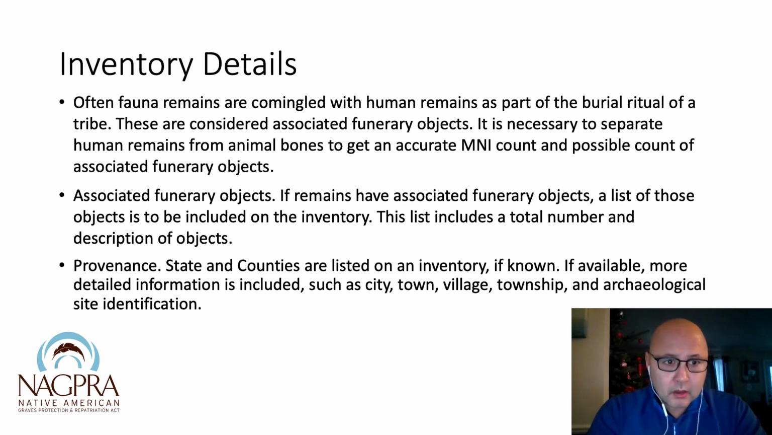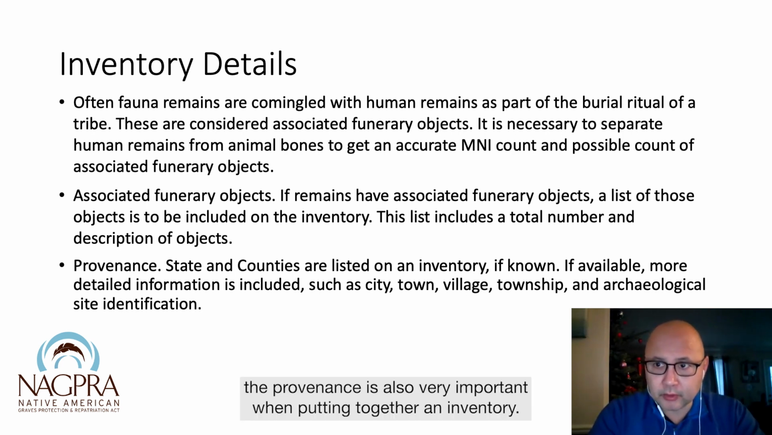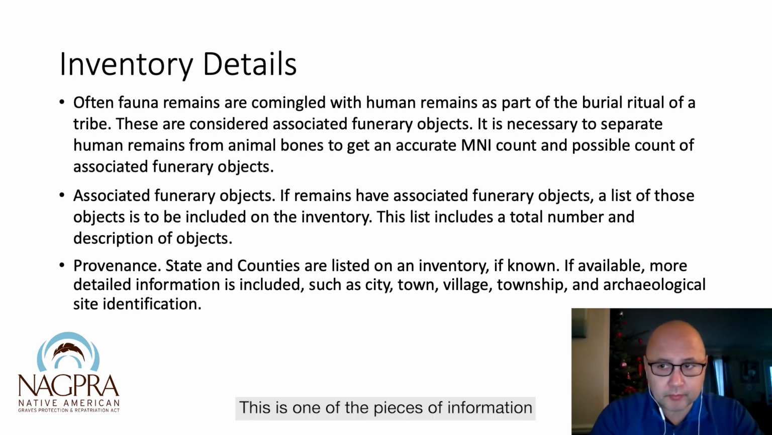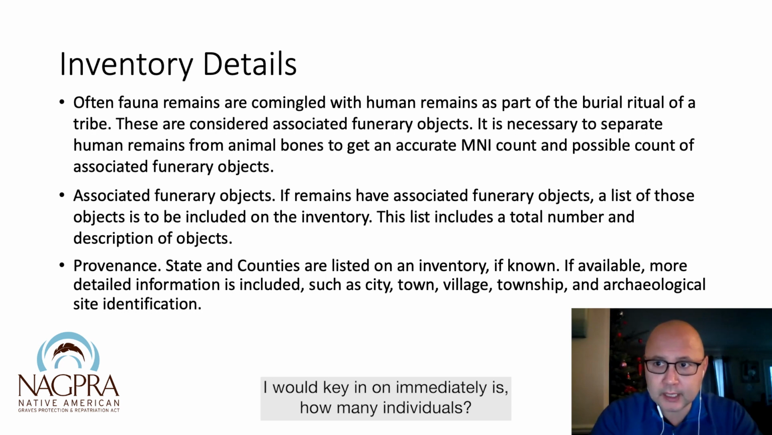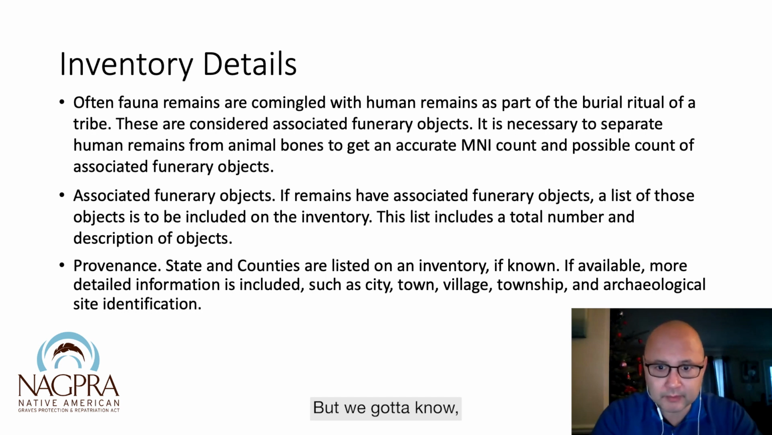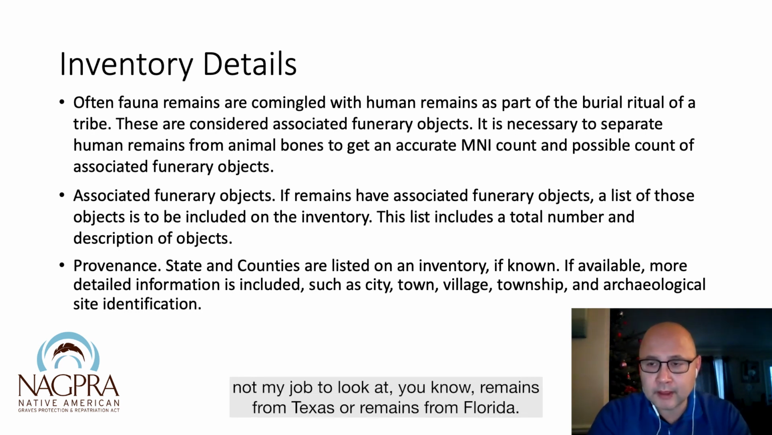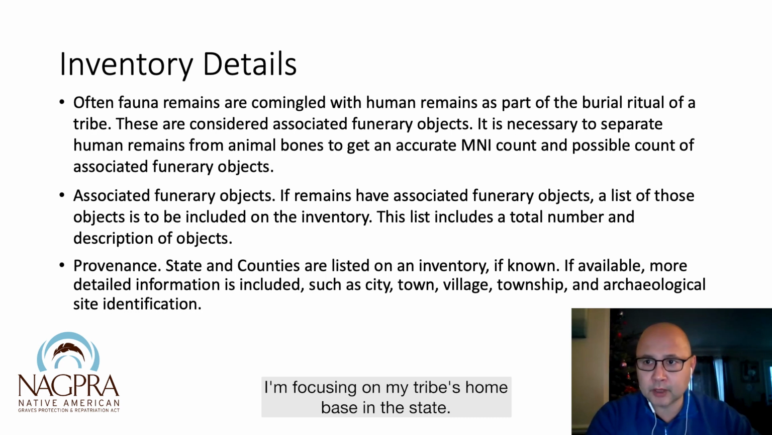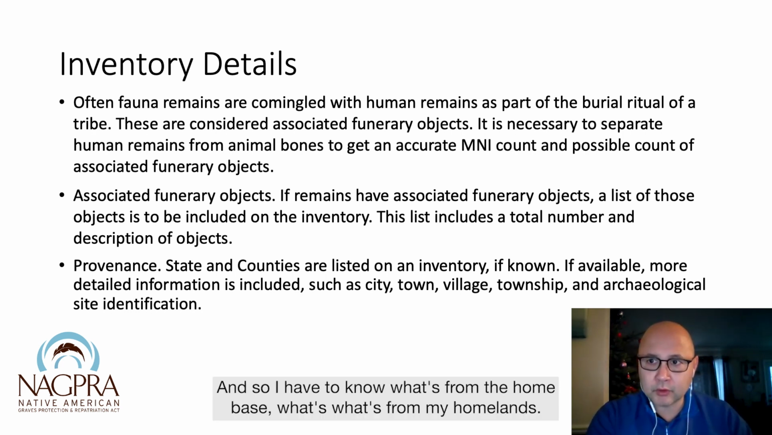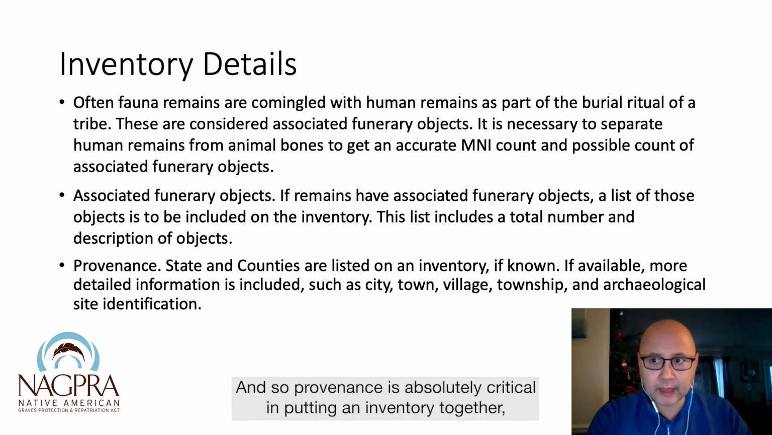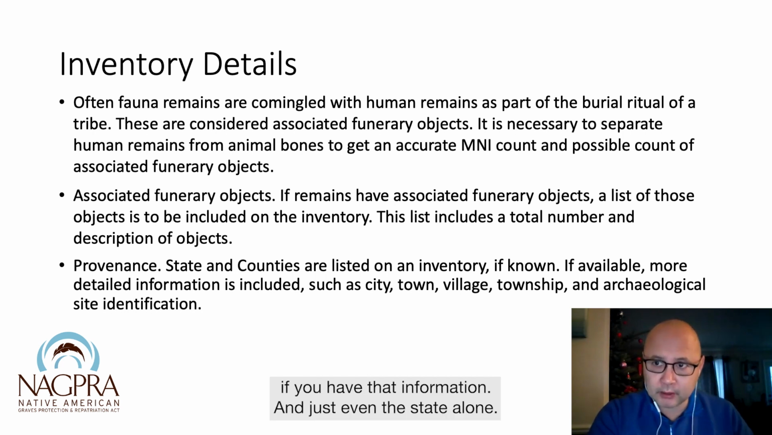So the provenience is also very important when putting together an inventory. This is one of the pieces of information I would key in on immediately. How many individuals is one thing, but what we absolutely have to know is where are they from? Because as an individual Native person from Michigan, it's not my job to look at remains from Texas or remains from Florida. I'm focusing on my tribe's home base in this state. And so I have to know what's from the home base, what's from my homelands. And so provenience is absolutely critical in putting an inventory together if you have that information.